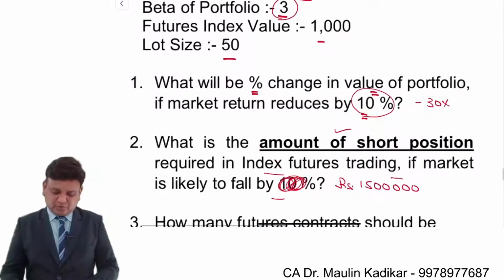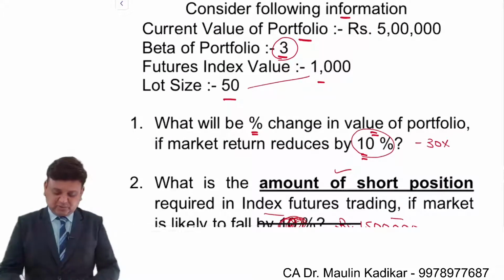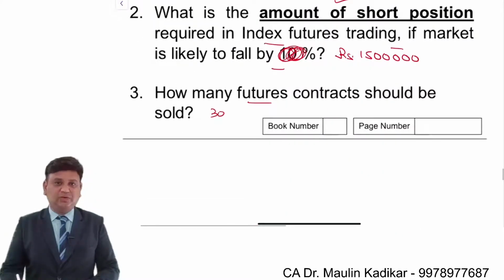How many futures contracts are going to be sold? That's very simple. It is 1,000 into 50, that comes to 50,000. So 15 lakhs upon 50,000, so 30 contracts are required to be sold. This is what we understand.